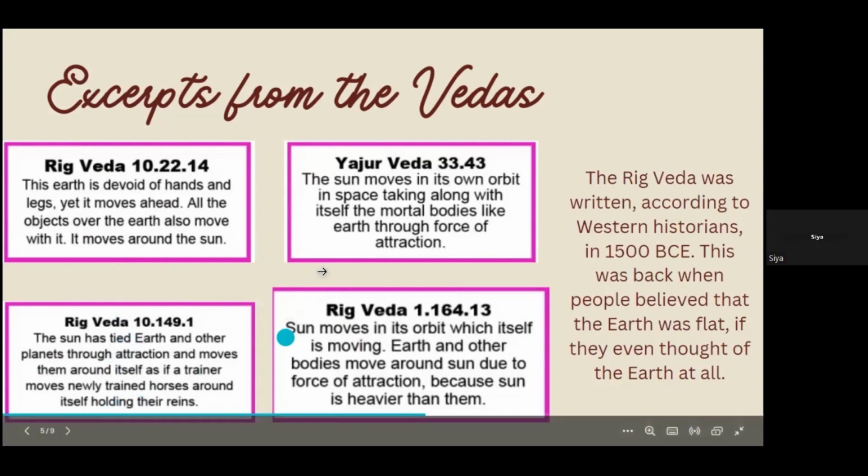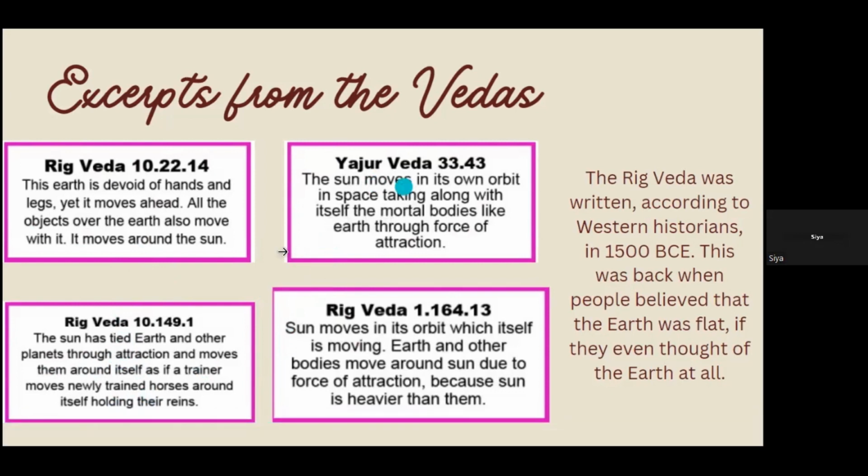And then the sun moves in its own orbit around space, taking along with it bodies like Earth through forces of attraction. Now we know that the sun moves in the outer arm of the Milky Way galaxy around our black hole, which is Sagittarius A star. That was, I think, discovered in the 19th or 20th century. It's a very recent thing that the sun moves around a black hole, but it was already written.